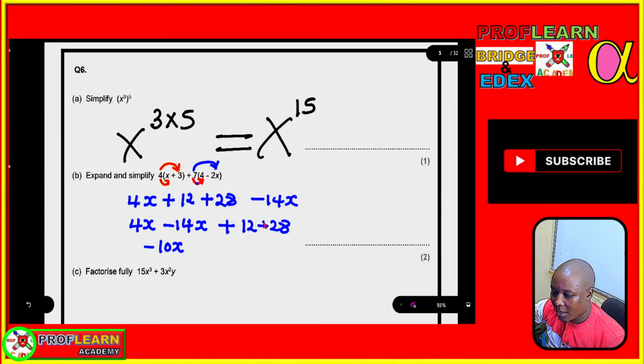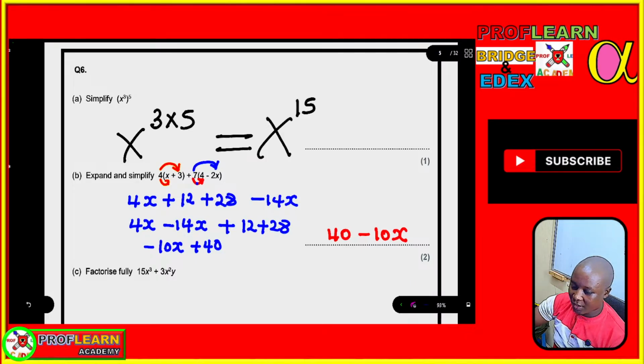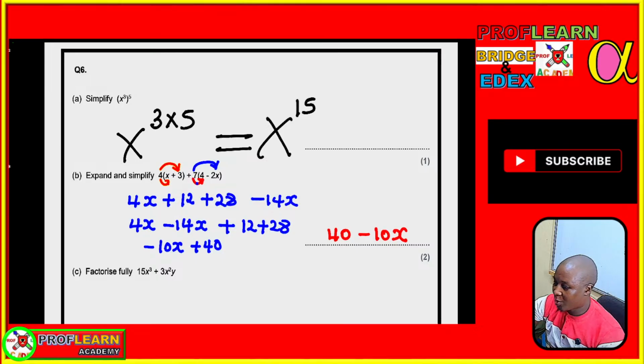12, this is plus here. 12 plus 28, that is going to translate to plus 40. So you realize that our final answer is going to be written as 40 minus 10x as the final answer in this particular case. So that is exactly what we're going to do.